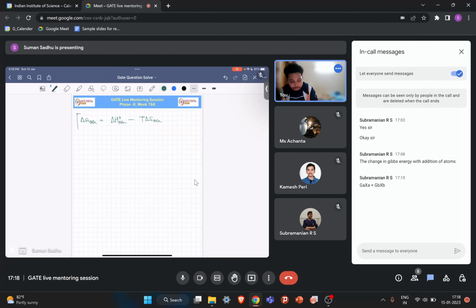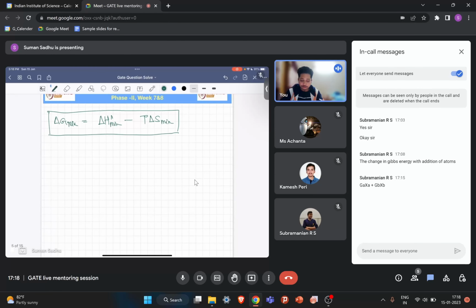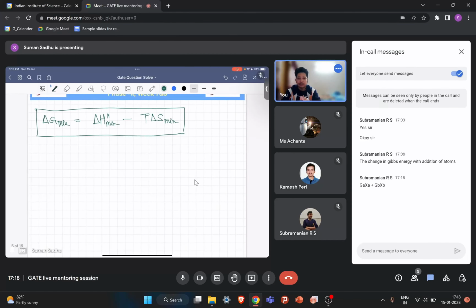Okay. So when A and B atoms are mixing together, two different situations will happen. One is interaction between the A and B atoms. So if your solution is non-ideal, then A and B atoms will interact with each other. And that interaction is taken care of by the delta H mixing term.